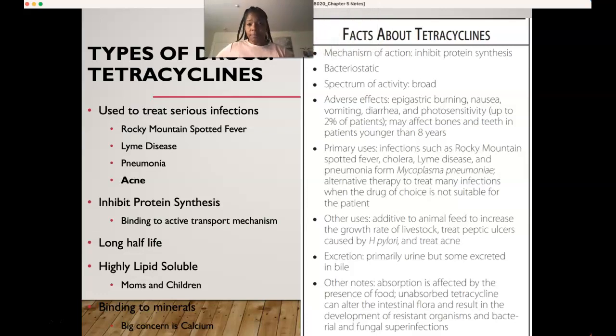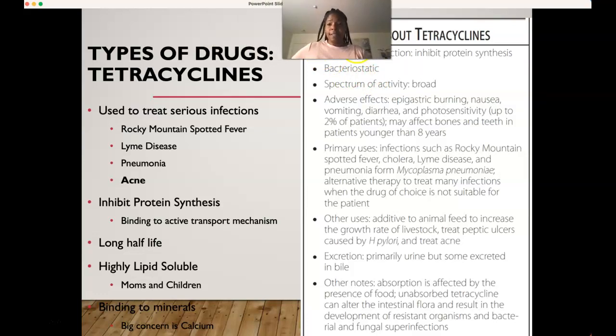They are also an antibiotic. Their mechanism of action is very similar to your cephalosporins and your penicillins in that they're going to inhibit protein synthesis, and so they kind of bind to the active transport mechanism, and they inhibit protein synthesis that way. They are bacteriostatic in nature, so not bactericidal like your penicillins, if that makes sense. And then in terms of their spectrum of activity, they're broad spectrum antibiotics. So there are no narrow options in the tetracycline group, right?